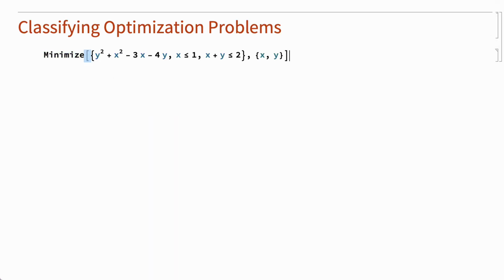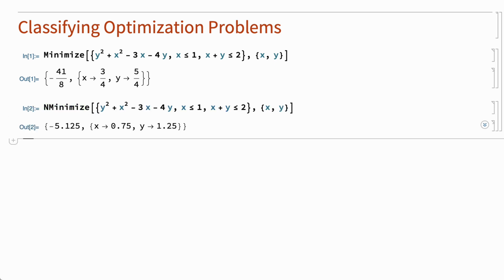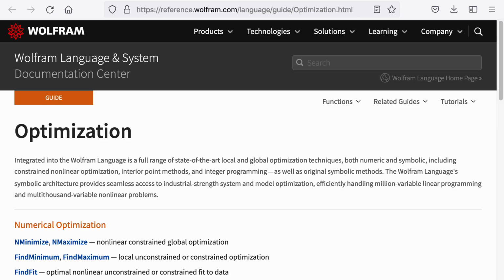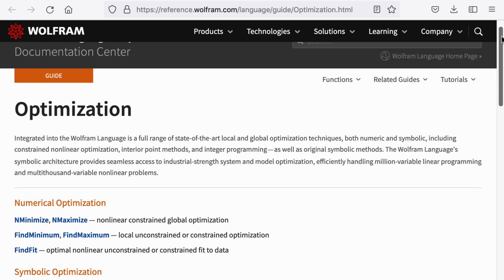There is the Minimize function, which gives an exact solution, and the NMinimize function, which does the calculation numerically, and the FindMinimum function, which also does the calculation numerically. And in a simple example like this one, they all basically find the same minimum, which brings up the question of how to decide which function to use. And there are actually lots of other functions that haven't come up yet that are listed in the guide page on optimization in the Wolfram documentation.